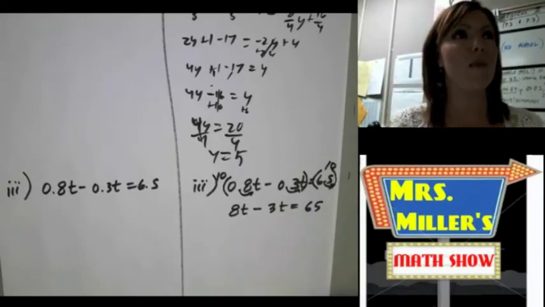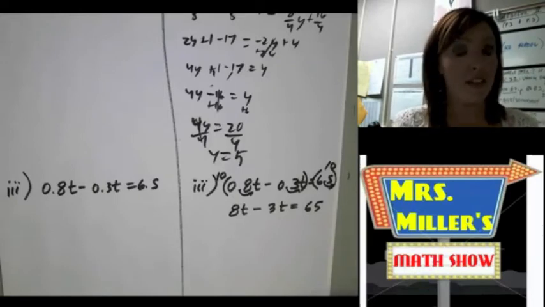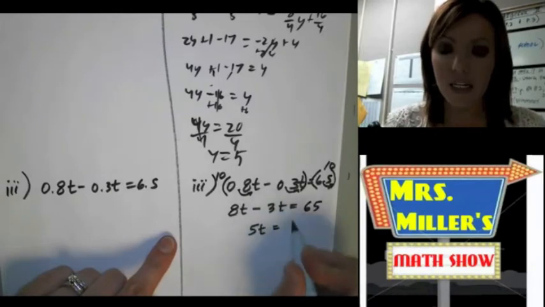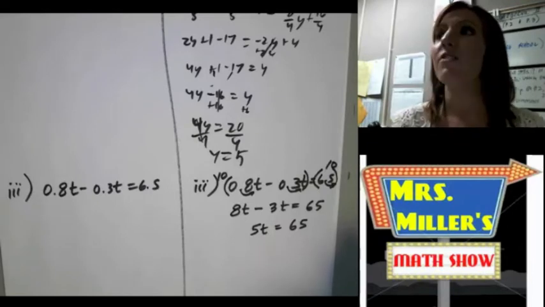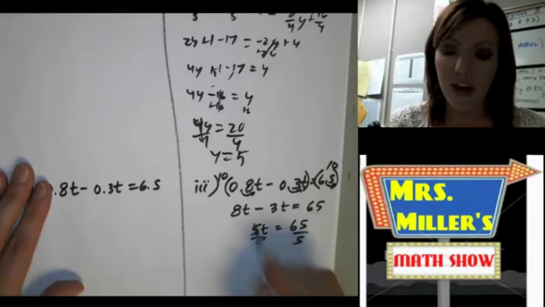Thane: You subtract 3t from 8t. Good, and you get what? 5t. Excellent. 5t equals 65. And then the last step would be what? Good. Divide by what? 5. And when we divide by 5, we get t equals 13.